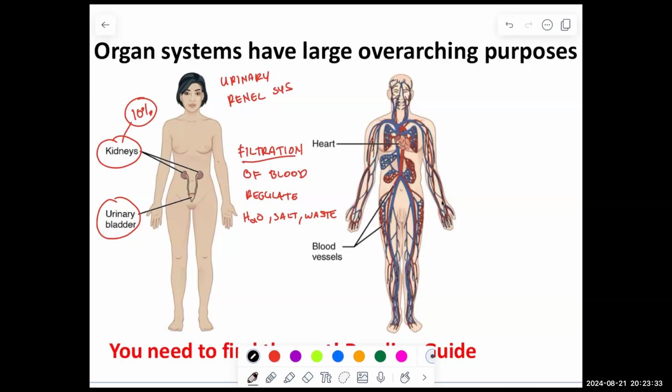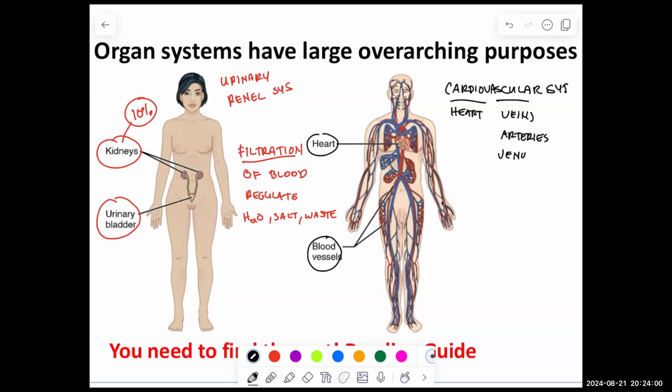Which one's this one? Heart, blood vessels. Good. Our cardiovascular system. Why do we call it cardio? Because it includes the heart. What are your vascular organs? What are some of your vascular organs? Veins, arteries, your venules, your arterioles, and the capillaries. Very good.